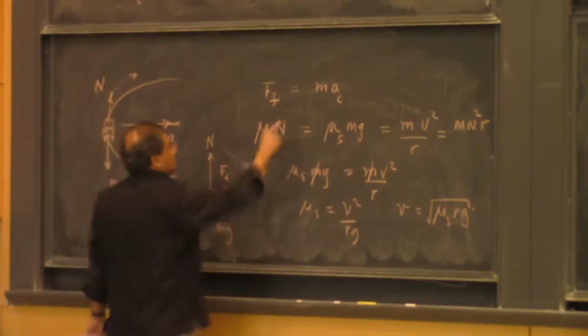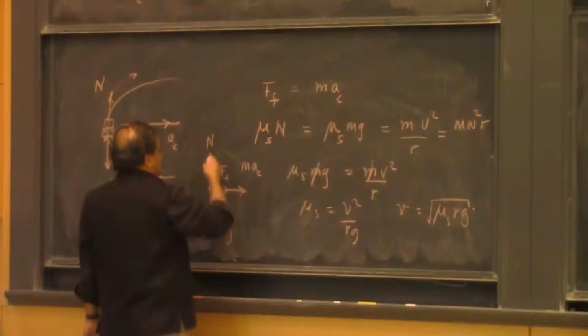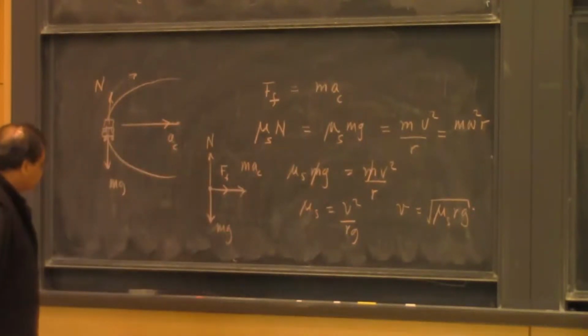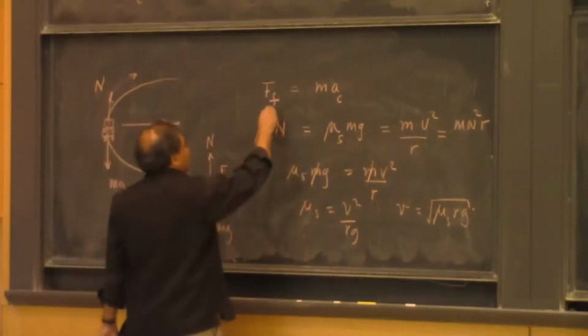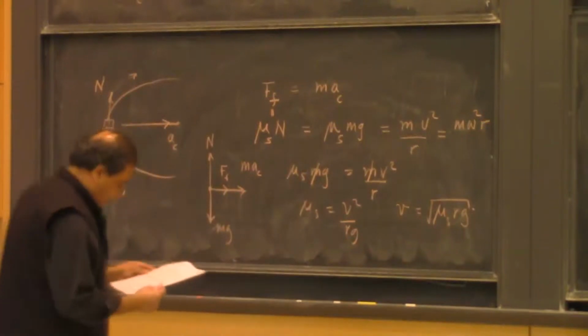So that's friction force equals m a c. These two become equivalent, and mg is equal to N, and from that you work out the entire relationship, because friction force is mu s times N, so mu s times mg, and so on. Okay?